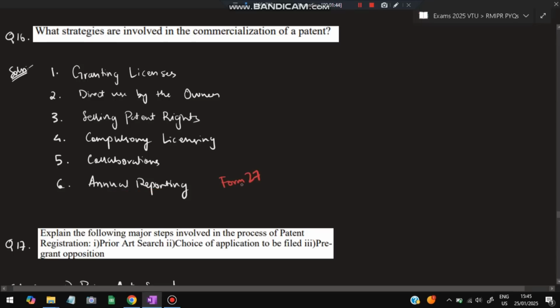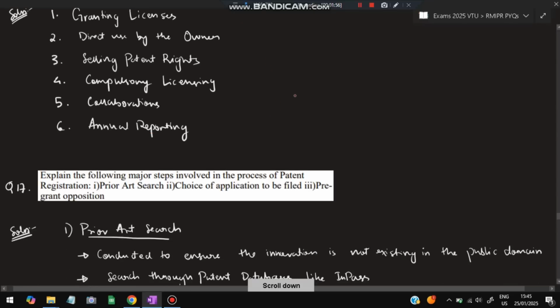Okay, in Form 27 it has to be submitted to the patent department, saying how the patent is being used. Okay, every year it has to be submitted. So these are the strategies involving the commercialization of a patent.